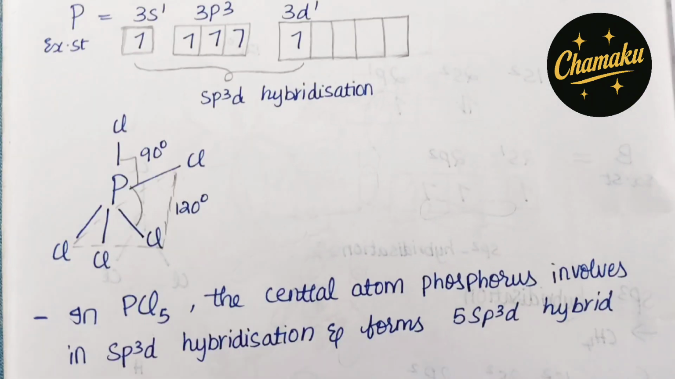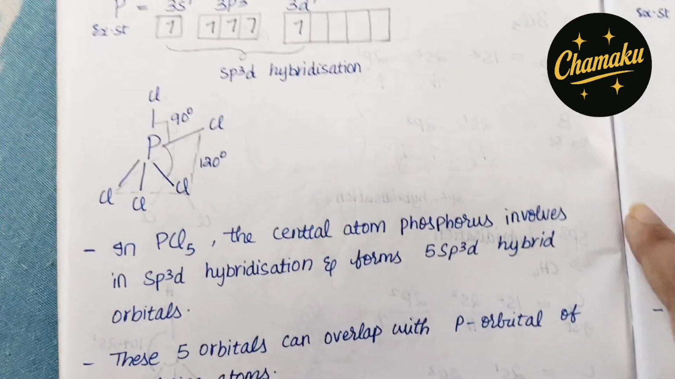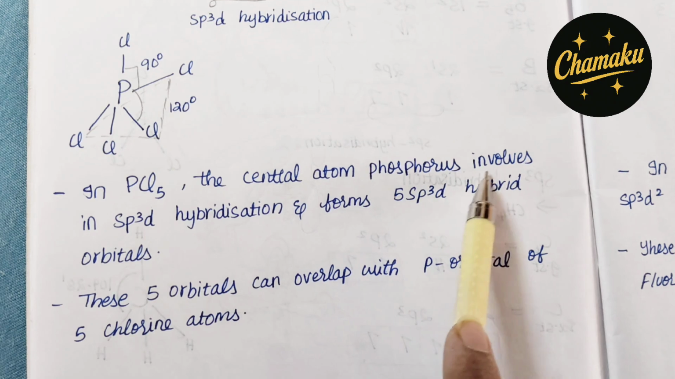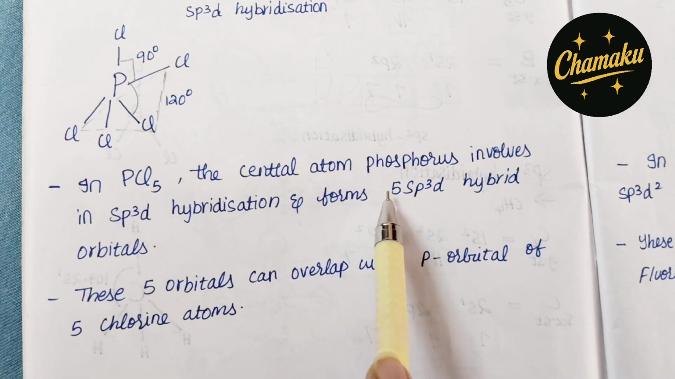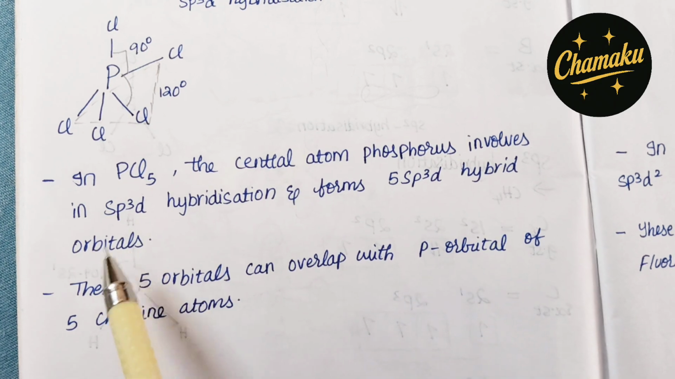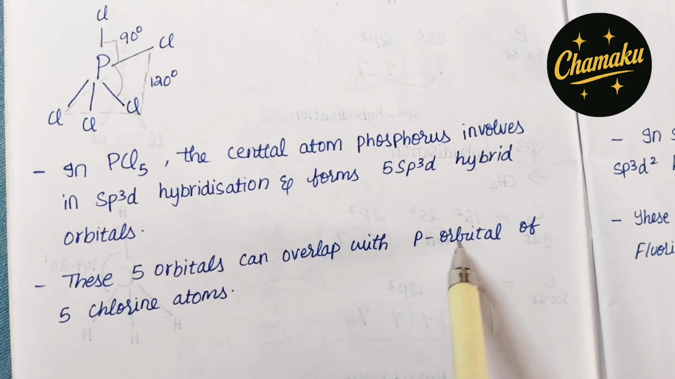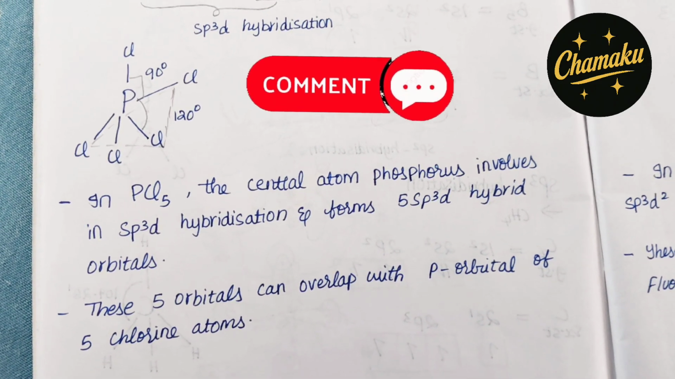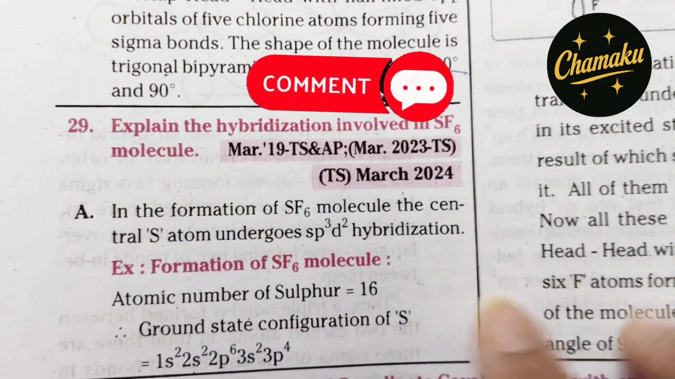This is the diagram of the PCl5 molecule, and these are the points. In PCl5, the central atom phosphorus involves in sp3d hybridization and forms 5 sp3d hybrid orbitals. These 5 orbitals overlap with the p orbitals of 5 chlorine atoms. So this is the sp3d hybridization of PCl5. Let's solve the next question.